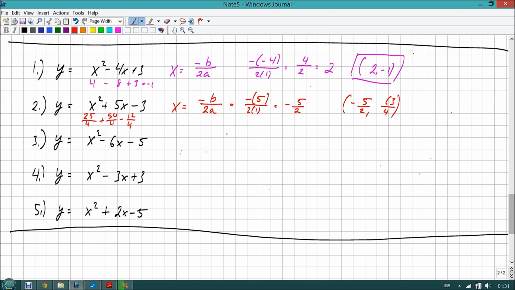Moving on to the next one. We have x is equal to negative 6 over 2 times 1, which is, of course, 3. Plugging in 3, we get 9 minus 18 minus 5. So that would be negative 9 minus 5 is negative 24. So this one would be at 3, negative 24.